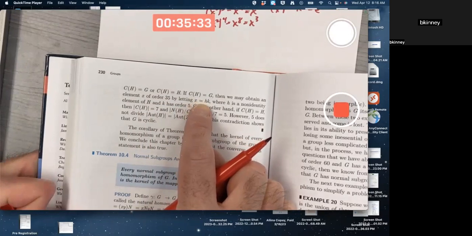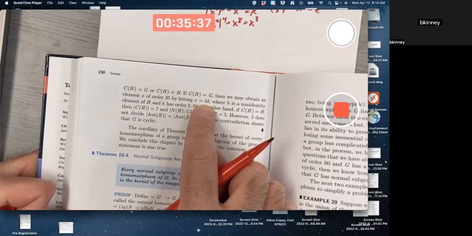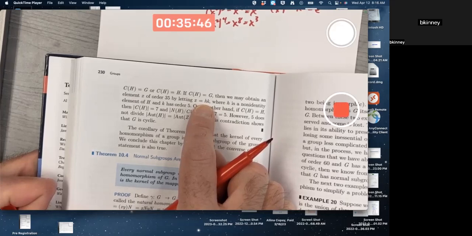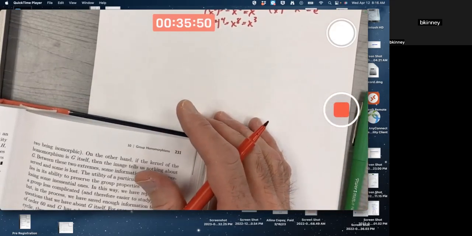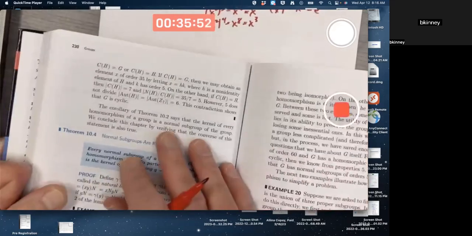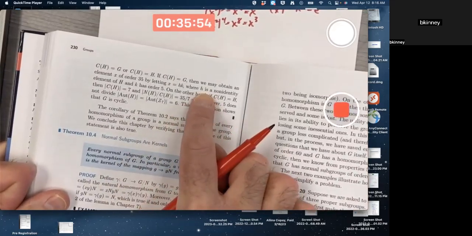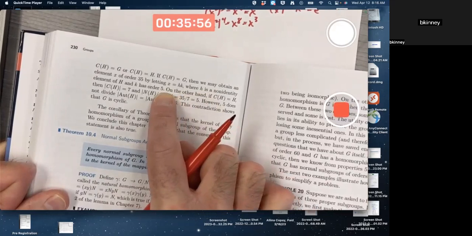The centralizer of H is all of G. Evidently, this element has order 35 and would be a generator of G, making G cyclic, a contradiction. How do we know that it would have order 35? H would have order 7 and K would have order 5.